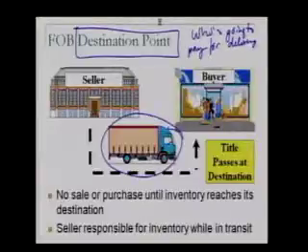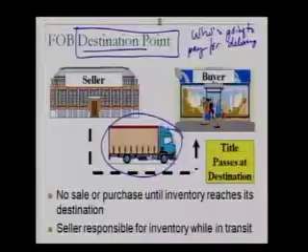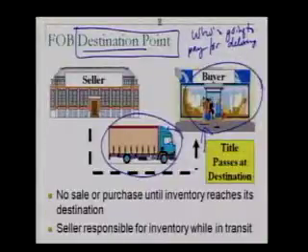So FOB destination point means the transaction doesn't occur, there's no sale or purchase until it reaches its destination. And see that word destination? Transaction doesn't occur until it gets to its destination. So title passes at the buyer's shop. So the seller is responsible for inventory while it's in transit. They're going to pay for the delivery charge. They're going to pay for insurance, customs brokerage if it's got to cross over a border. Whatever. They pay for all of the costs while in transit.